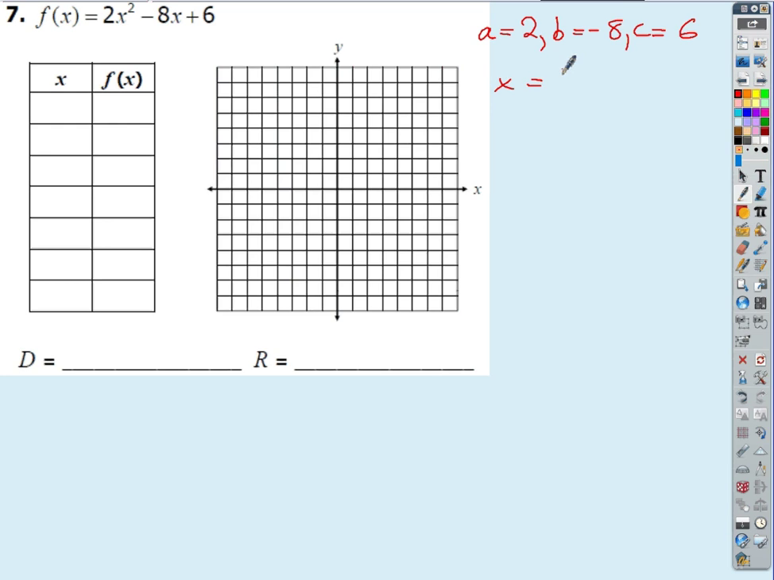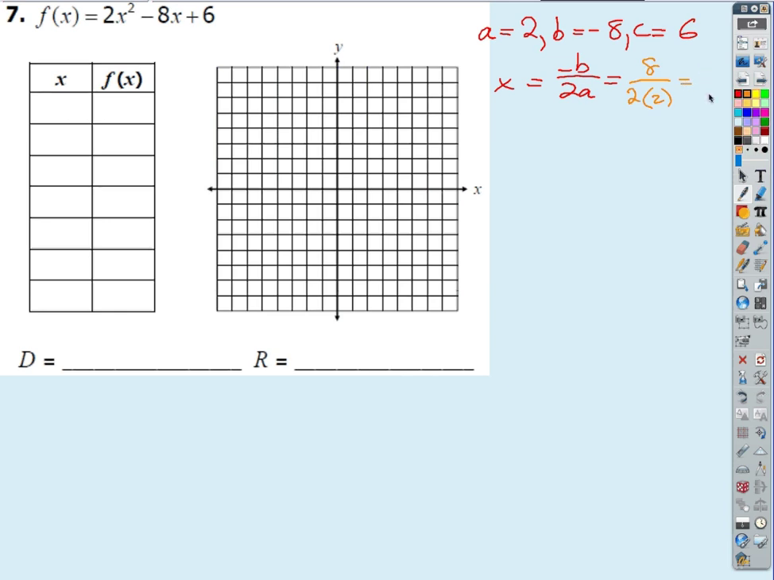X equals negative B over 2A. Good. And so if I plug values in, if B is negative 8, what's negative B? Easy. 8. Good. Over 2 times A, which is 2. What's 8 over 2 times 2? 8 divided by 4 is 2.